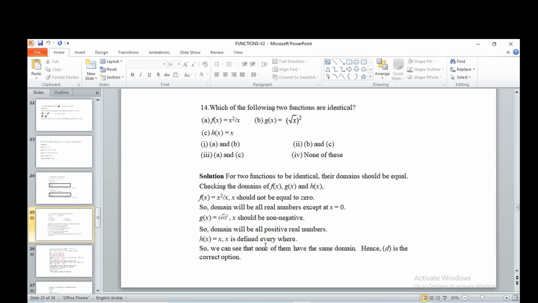For two functions to be identical, their domains should be equal. Domain and codomain, both should be equal. Here none of them are equal to each other, therefore the answer is none of these. Okay, right.